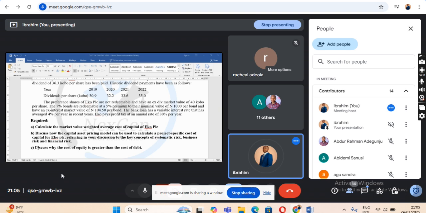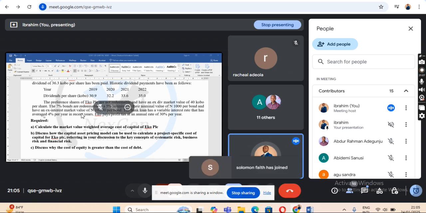So, if that is established, now the redeemable bond has an S interest. Don't forget that it's an S interest. S interest means what? The interest has been paid. S interest of what? 104, right? 104 naira, 50 what? 50 kobo. Is that not so? 50 kobo per what? Per bond, per one.